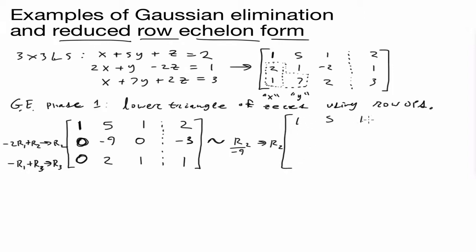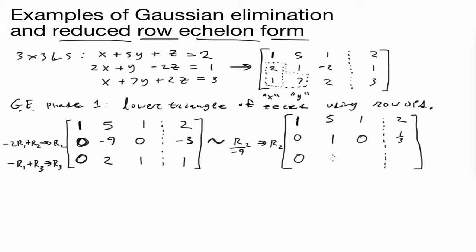1, 5, 1, 2, and then we have a 0. Now we have a 1 right there, and then a 0, because that 0 divided by -9 is still 0. And then finally, we're going to get a positive 1/3 in that final position on the right-hand side.